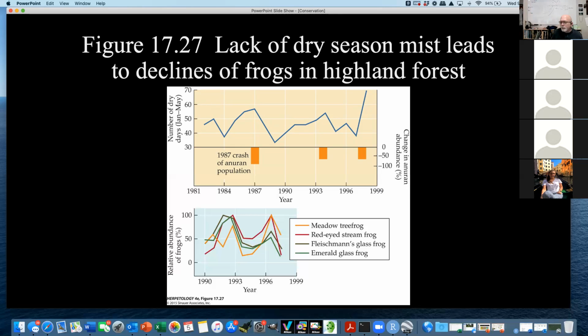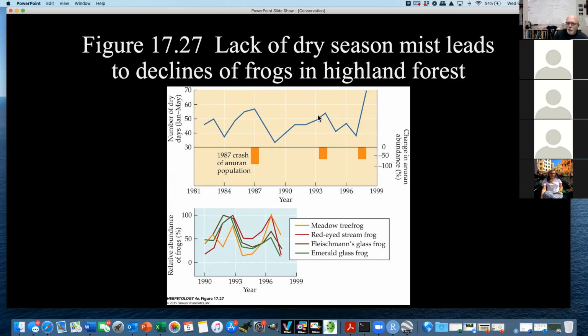Well, if you're an amphibian that relies on that moist environment provided by those cloud forests, if you look at the number of dry days in January to May, which in this case is the wet season, which is also when amphibians are breeding, you find that as that increases, you get crashes in the anuran populations.